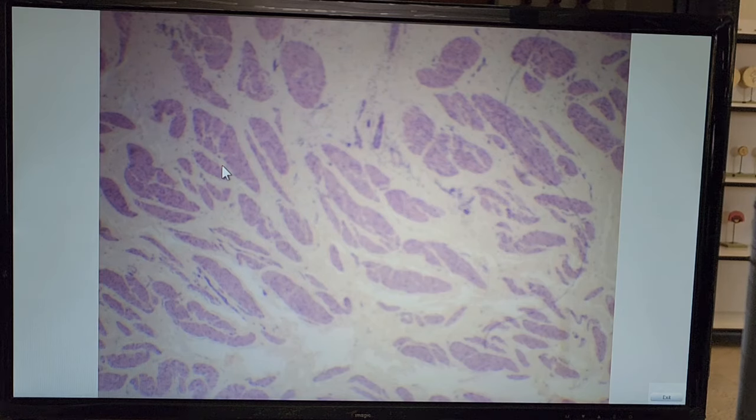A question for you: all slides are hematoxylin and eosin except the second slide, stained by PAS stain.